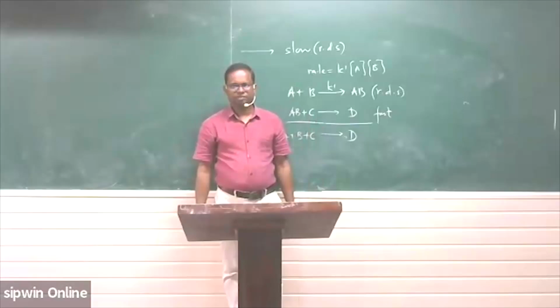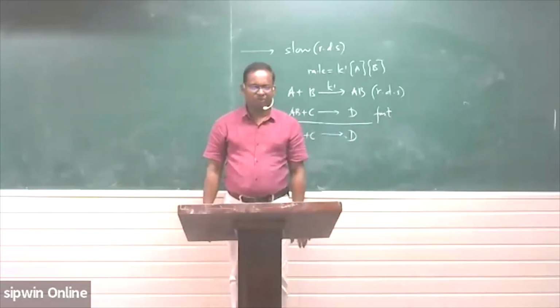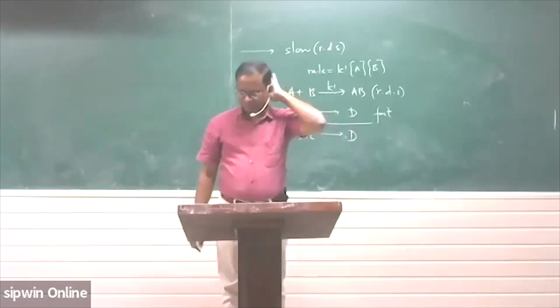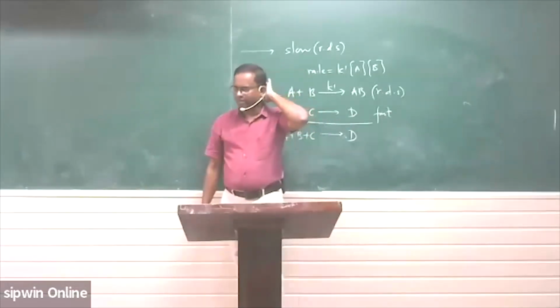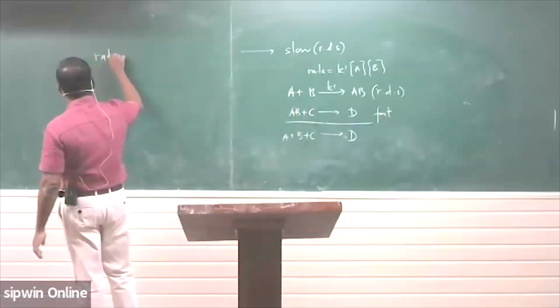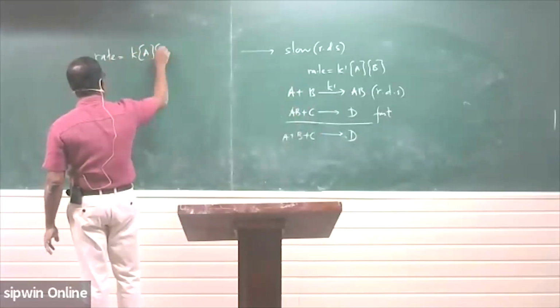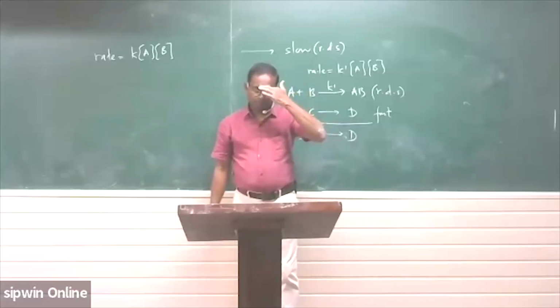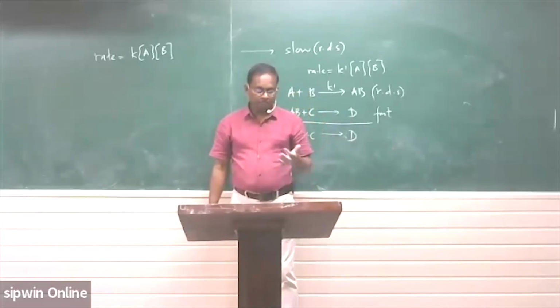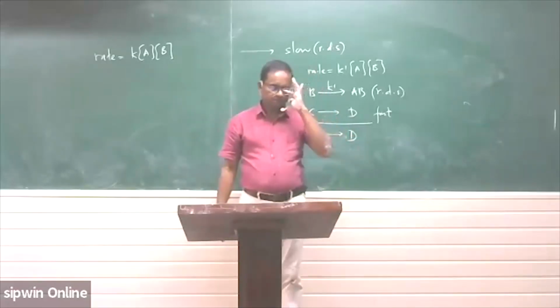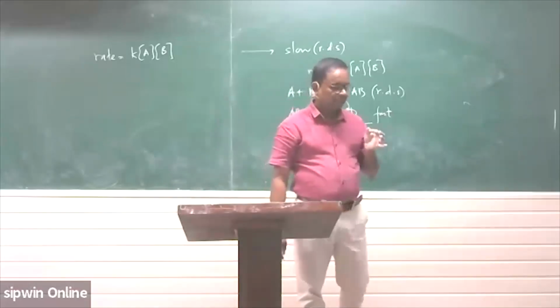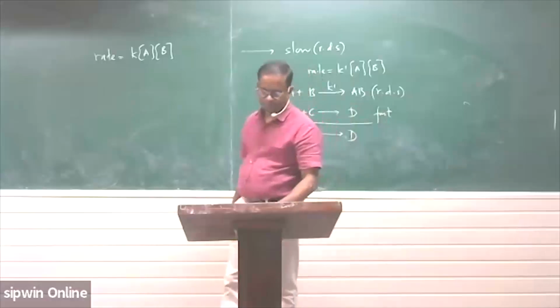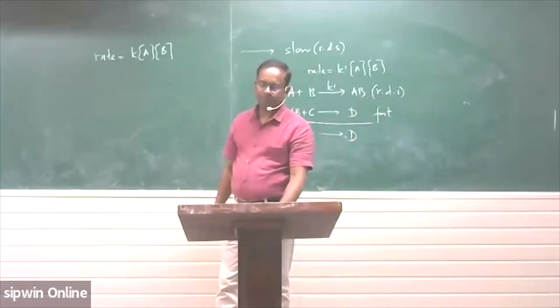A little more time. Now write another rule. If the rate law is given as rate equal K, A concentration, B concentration, then the above reaction cannot be an elementary reaction. It should be a multi-step reaction.